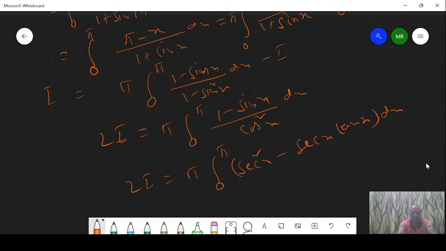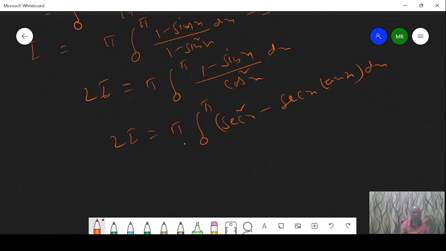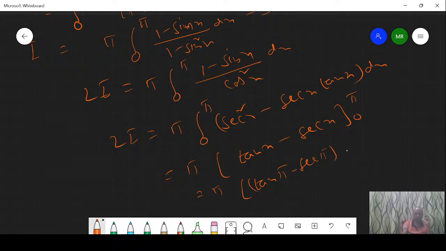Then integral of secant square, then you know here how to simplify. You will get pi into integral of secant square x is tan x, minus secant x, limit 0 to pi. So pi into, apply, tan pi minus secant pi minus tan 0 minus secant 0. You can consider this is tan 0 minus secant 0. I can express like this.